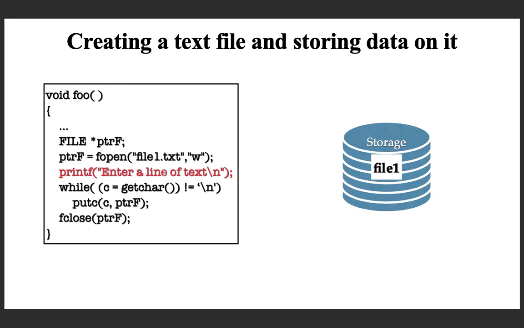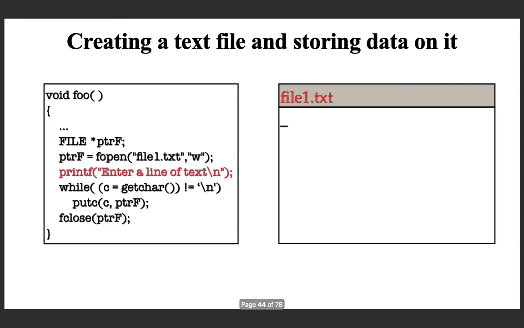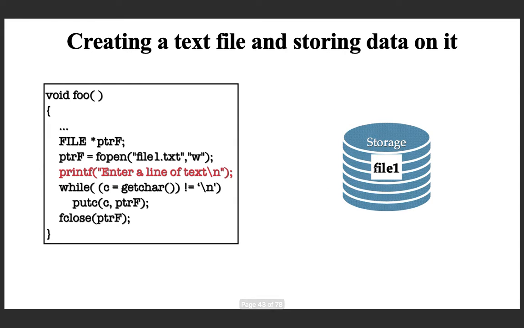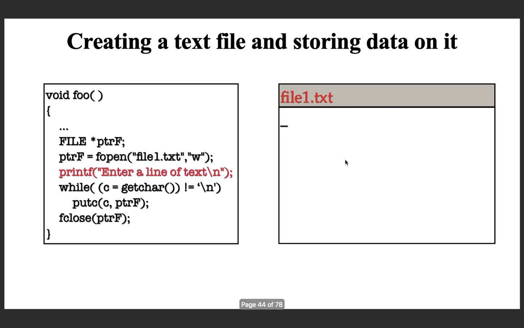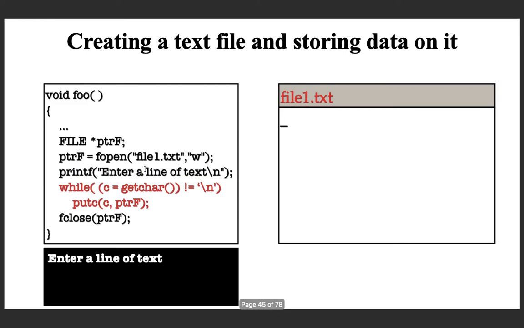And what is the next statement here? You are printing a message on the screen: Enter a line of text. Suppose you expand this, it will look like this. If you assume that you are opening it in a text processing application, it will look like this. You just have created a file, but no content is there. Now if you execute this statement, you will get that message displayed, and now you are coming to this part of the function.